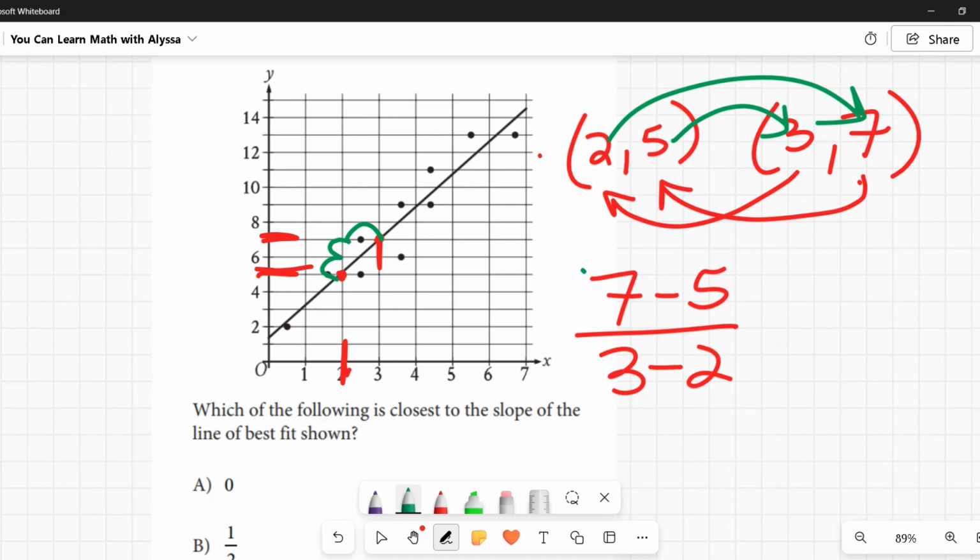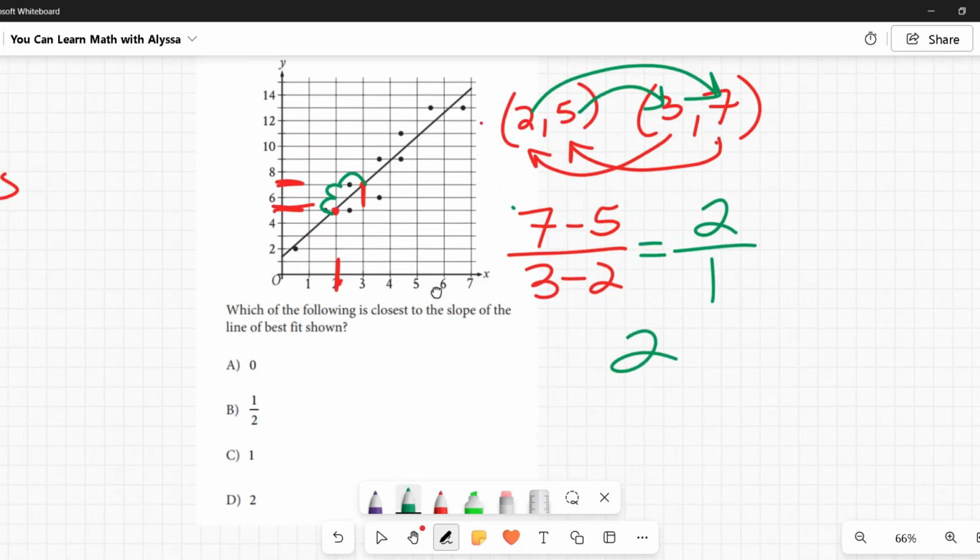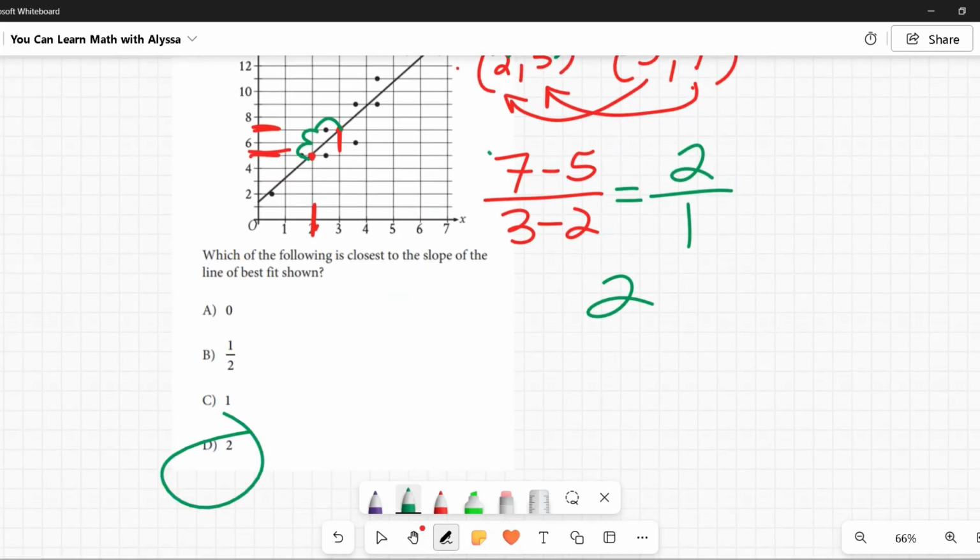In this case, I'm getting a positive over a positive. If I did it the other way, I would get a negative over a negative, which would still give me a positive answer. They both give you the same positive answer in the end. So here, 7 minus 5 on top, that's 2. 3 minus 2 on the bottom, that's 1. Again, 2 over 1, or 2, is my slope, and that is D.